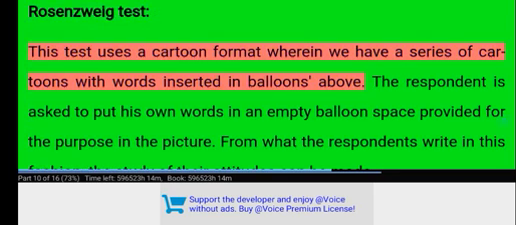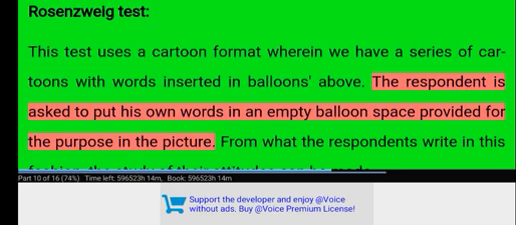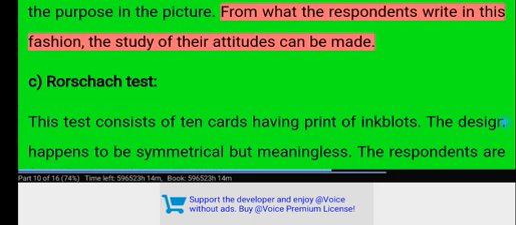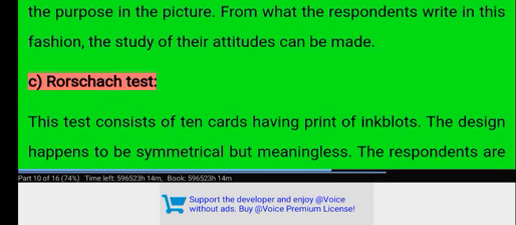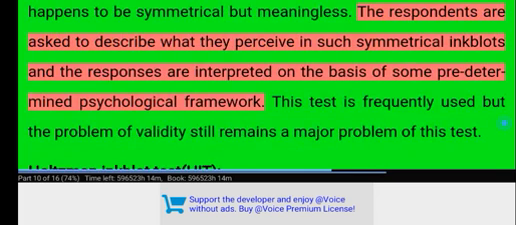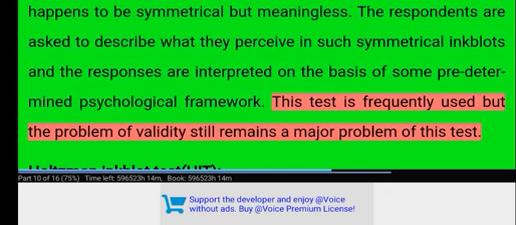Rosenzweig test. This test uses a cartoon format wherein we have a series of cartoons with words inserted in balloons above. The respondent is asked to put his own words in an empty balloon space provided for the purpose in the picture. From what the respondents write in this fashion, the study of their attitudes can be made. Rorschach test. This test consists of 10 cards having printed inkblots. The design happens to be symmetrical but meaningless. The respondents are asked to describe what they perceive in such symmetrical inkblots and the responses are interpreted on the basis of some predetermined psychological framework. This test is frequently used but the problem of validity still remains a major problem of this test.